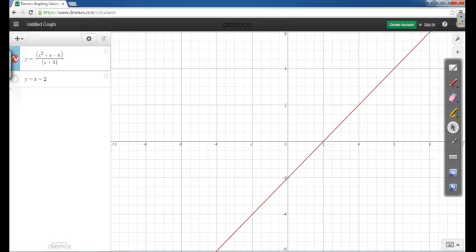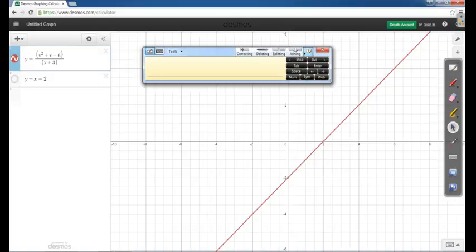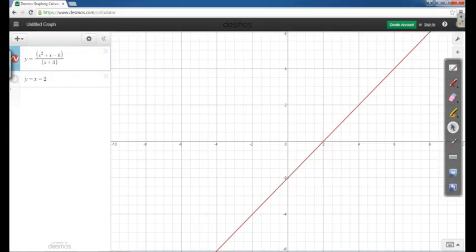But if I hide the red function and I show the blue function, the blue function is y equals x minus 2, and you see that if I move my cursor when x equals -3, I get the limit. You can see that the limit is -5 when x approaches -3.